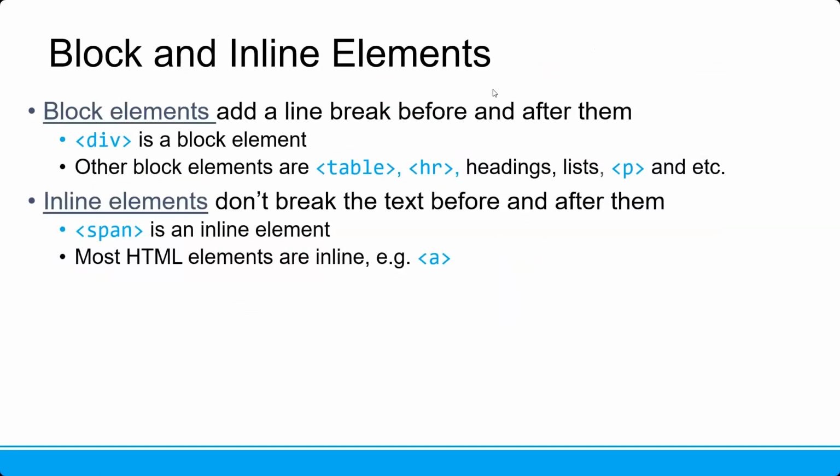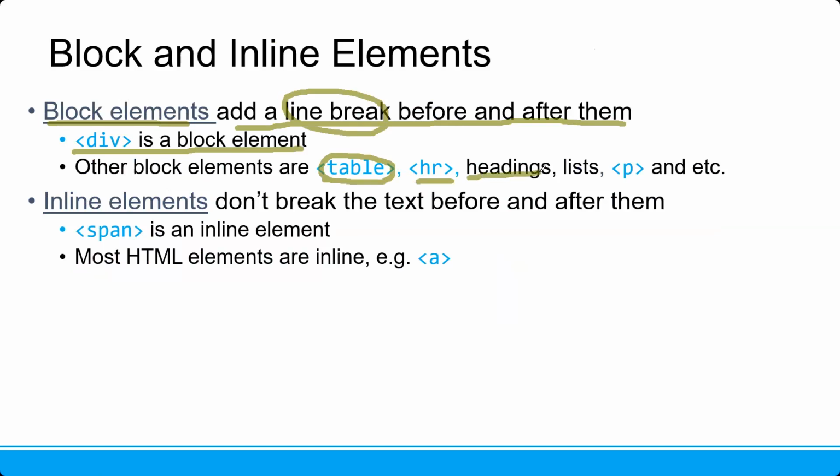So block elements add a line break before and after them. Div is a block element. Okay. Line break means we have a break before and after. The other block elements we will look at in more detail on the table, and we already know about HR. HR is the horizontal rule.